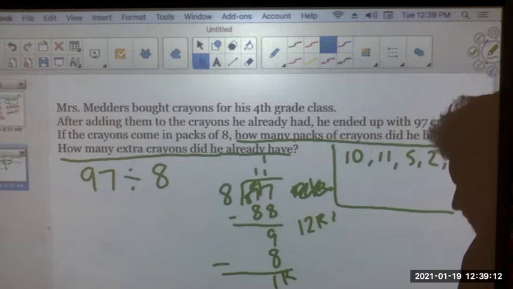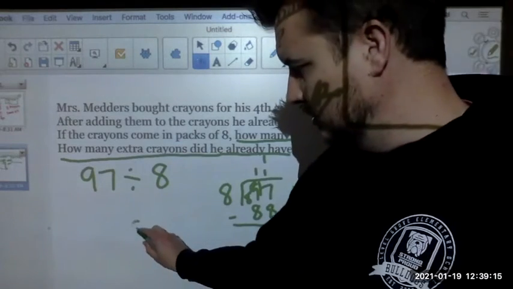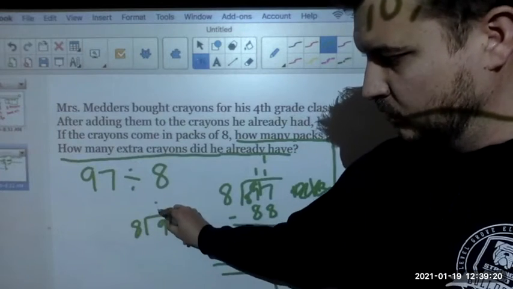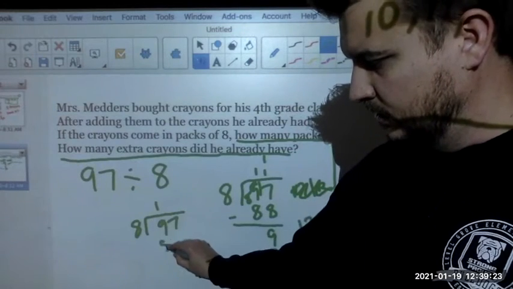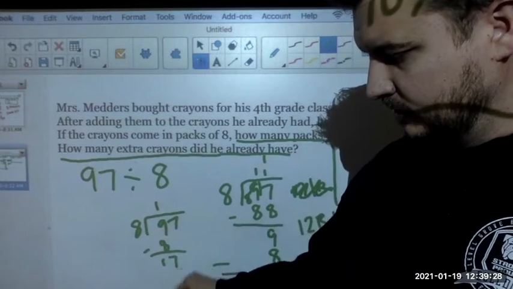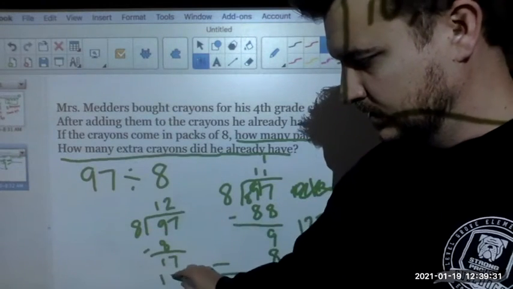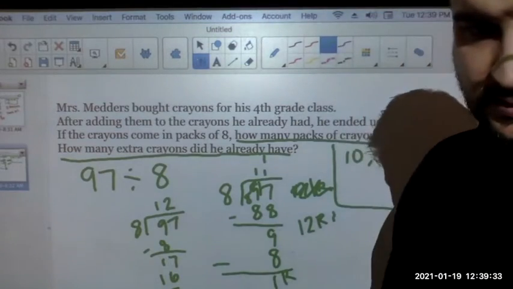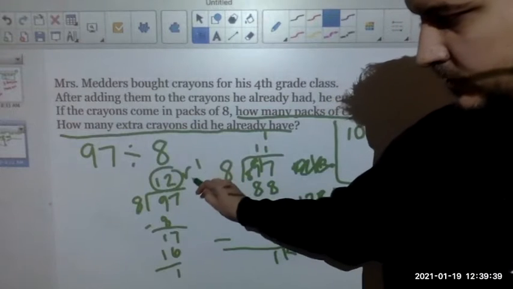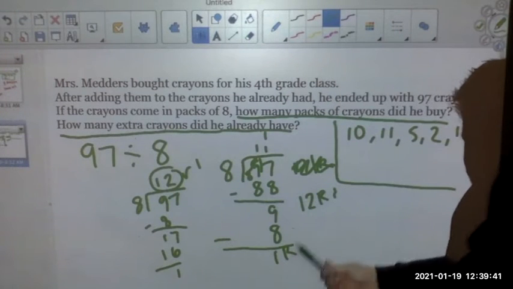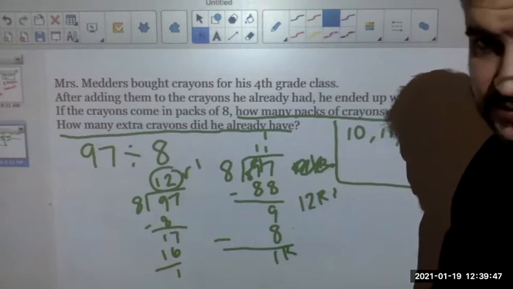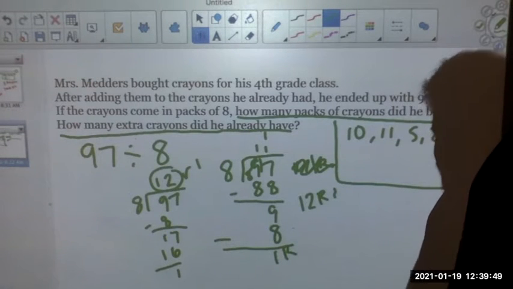When we look at the old school way, which is long division, your parents learned this way, 97. 8 can go into 9 one time. 8 times 1 is 8. Subtract, you get 1. Bring down your 7. 8 can go into 17 2 times. 16. 1 left over. Our answer's right here, 12R1. Same. I've said this before. I like this way better just because if you don't know your facts, you can still figure it out despite that.